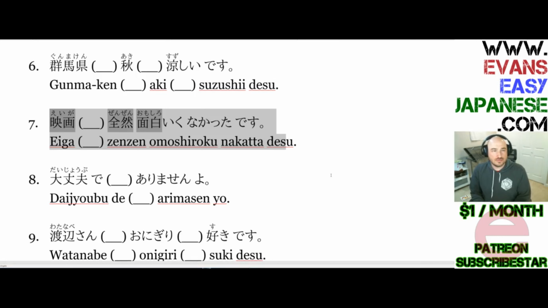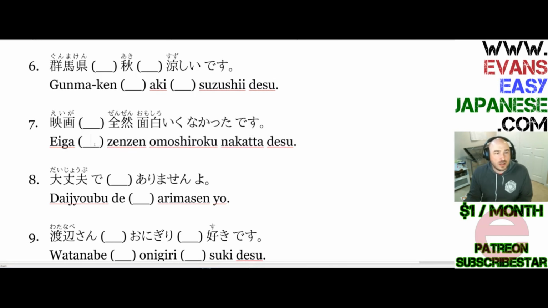Zen zen. I didn't hear what the particle would be, but you got zen zen. I said wa. Oh, okay. Could you do it one more time for me? Eiga wa zen zen omoshiroku nakatta desu.